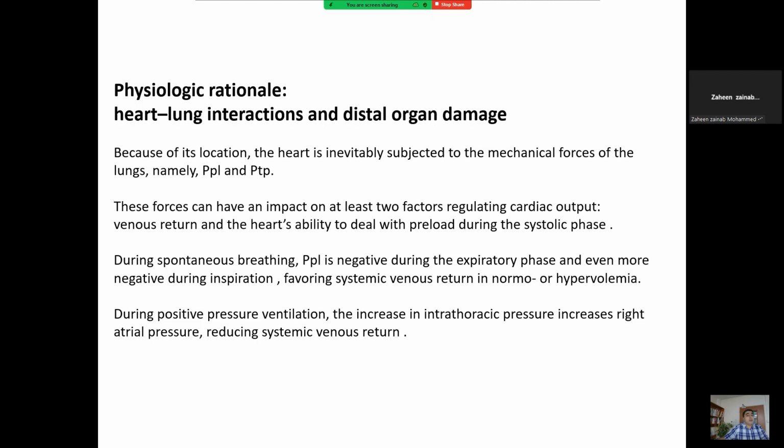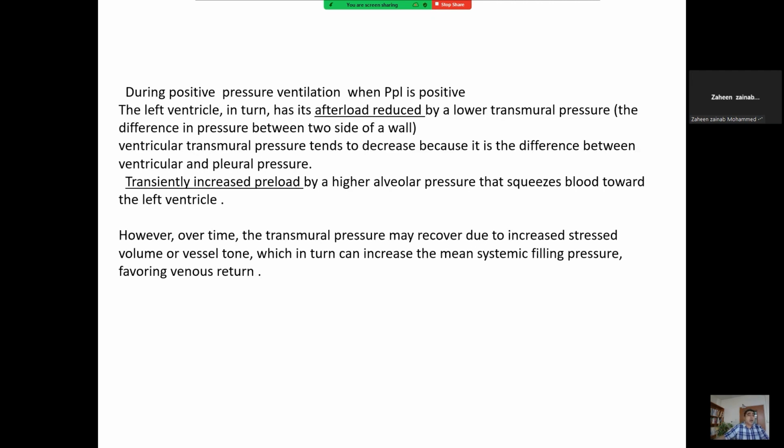During spontaneous breathing, pleural pressure is negative during the expiratory phase and even more negative during inspiration, favoring systemic venous return in normo- or hypervolemia. During positive pressure ventilation, the increase in intrathoracic pressure increases right atrial pressure, reducing systemic venous return. And also during positive pressure ventilation, when the pleural pressure is positive, the left ventricle in turn has its afterload reduced by a lower transmural pressure.